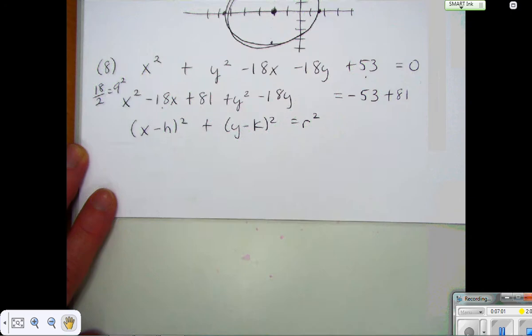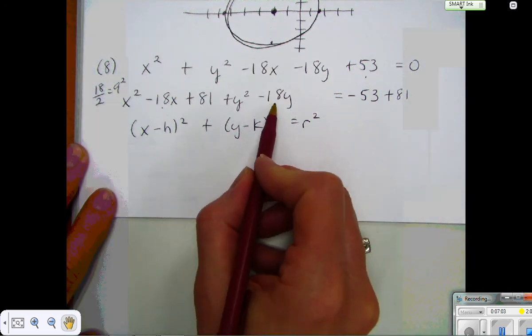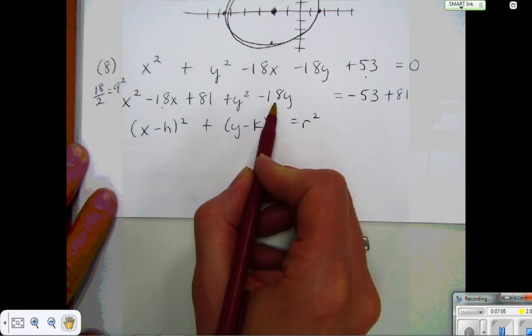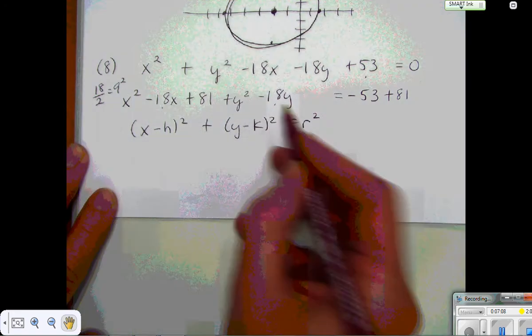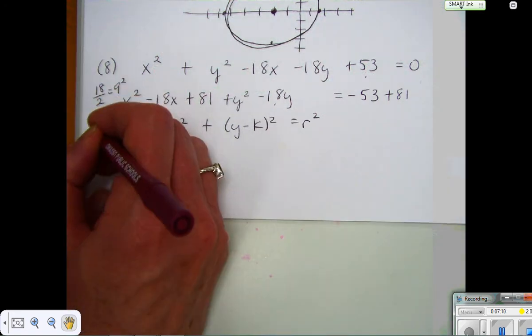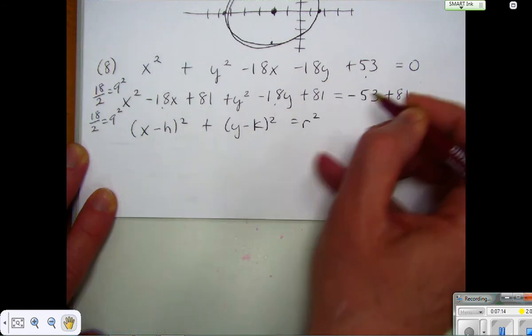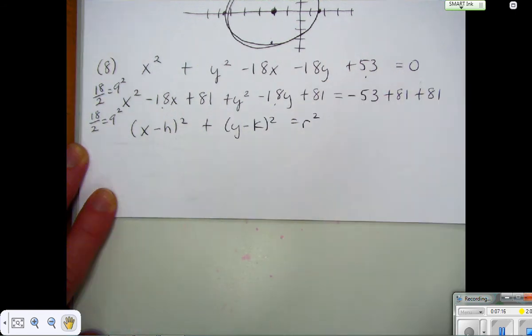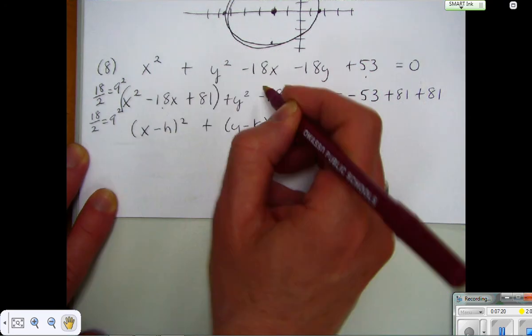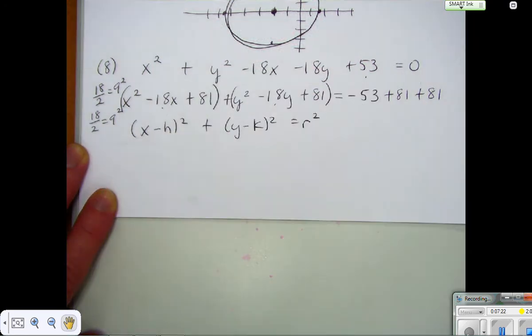Then we're going to do the same thing with the y's, because this time the y has a linear number. So take the linear coefficient, divide by 2, square that. I'm going to get 81 again. So add 81 to both sides. Okay, so I have my x trinomial and my y trinomial. I'm going to factor those into binomial squares.